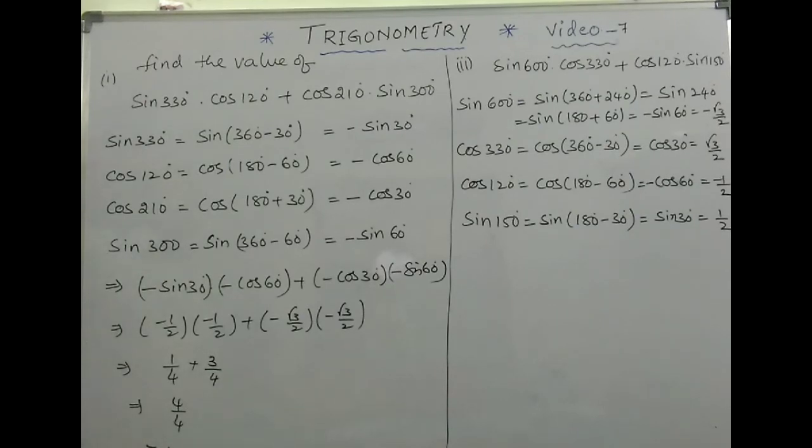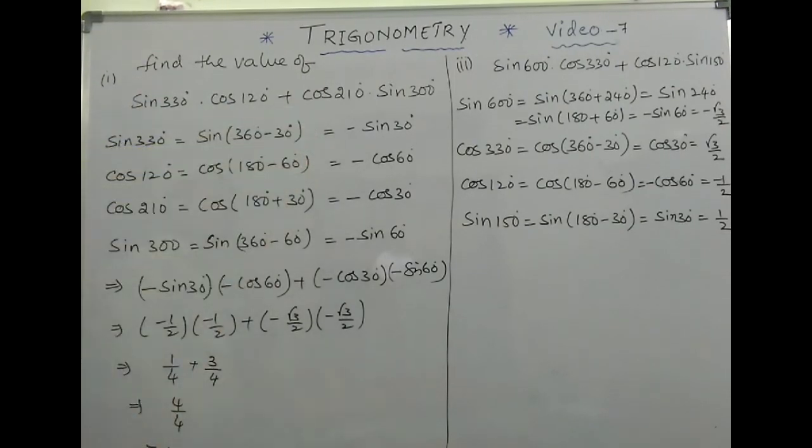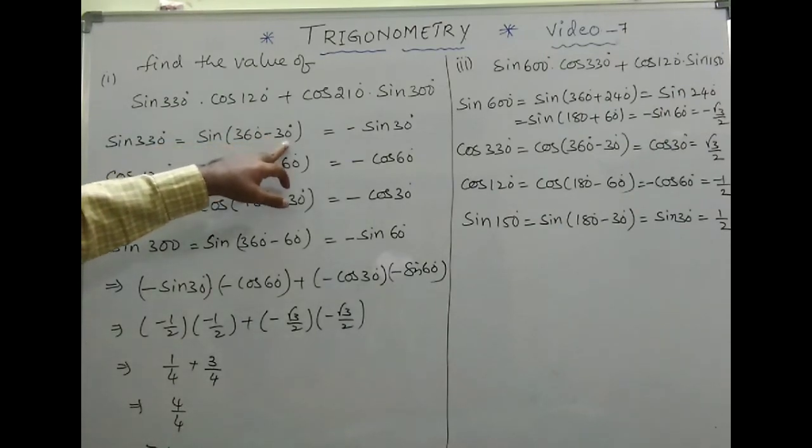Find the value of sin 330 degrees into cos 120 degrees plus cos 210 degrees into sin 300 degrees. So first of all, let us find out the simplified value of each. Coming to sin 330, using the quadrant properties or allied angles, how can we write 330? Can we write 360 minus 30?